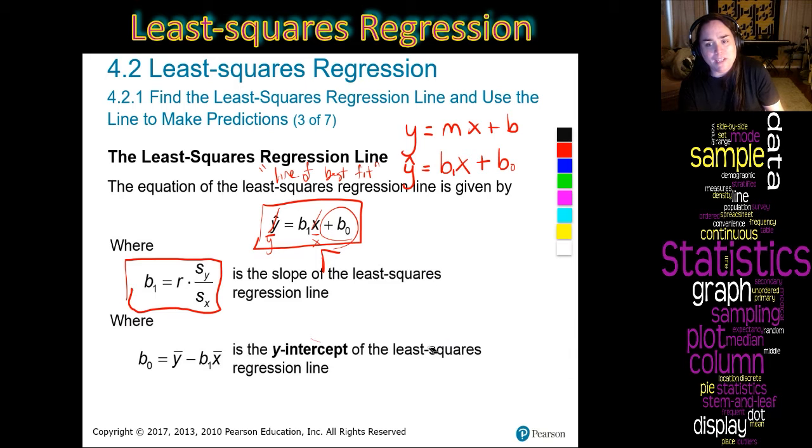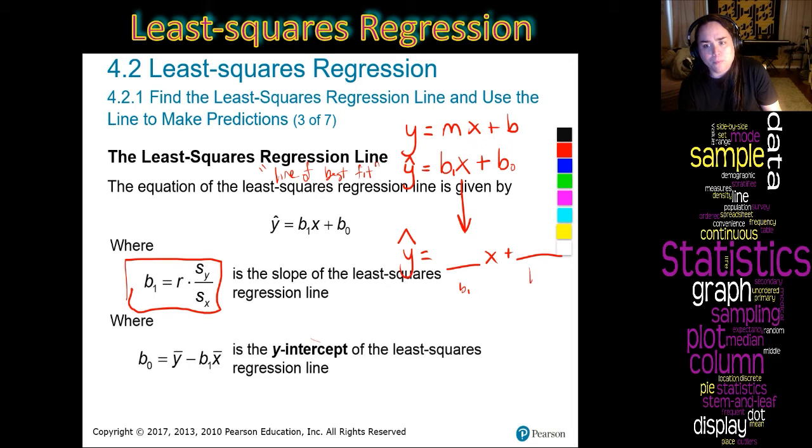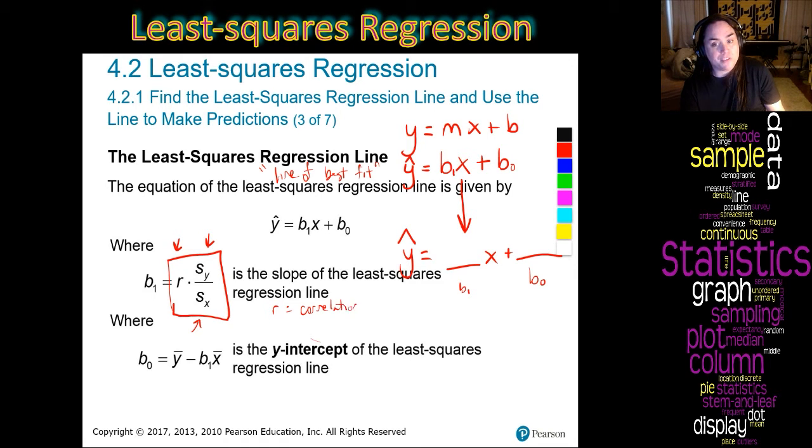All right, so where are we going to get this information so we can fill in this equation? We're going to take this equation and we're going to fill in b sub 1 and b sub 0. Well, we get them if we know these three things: r, s sub y, and s sub x. Remember that r is the correlation coefficient. We just did that in 4.1.